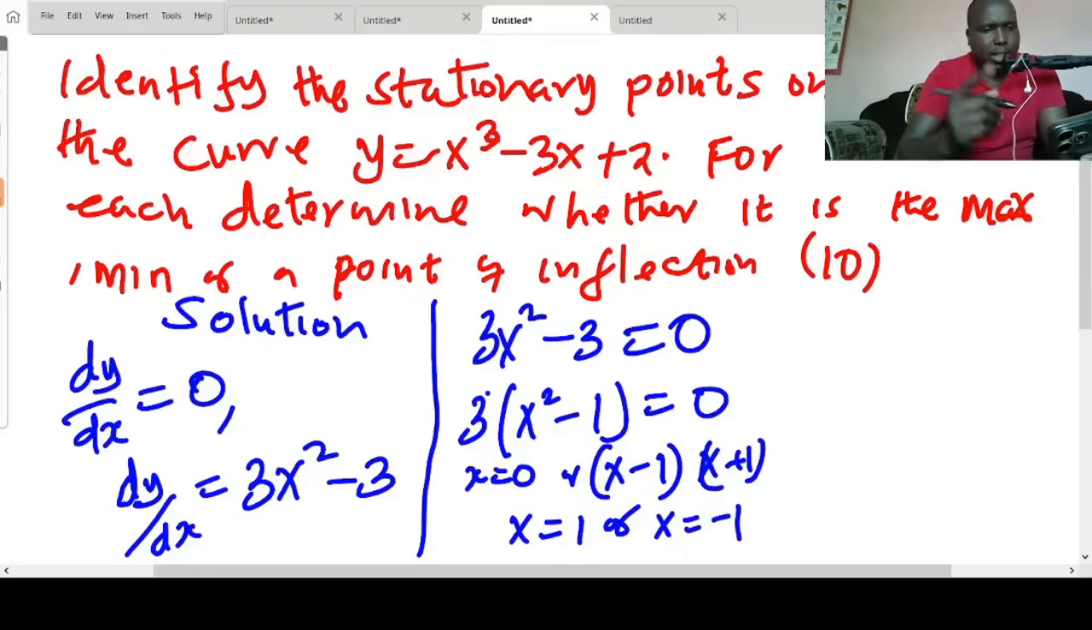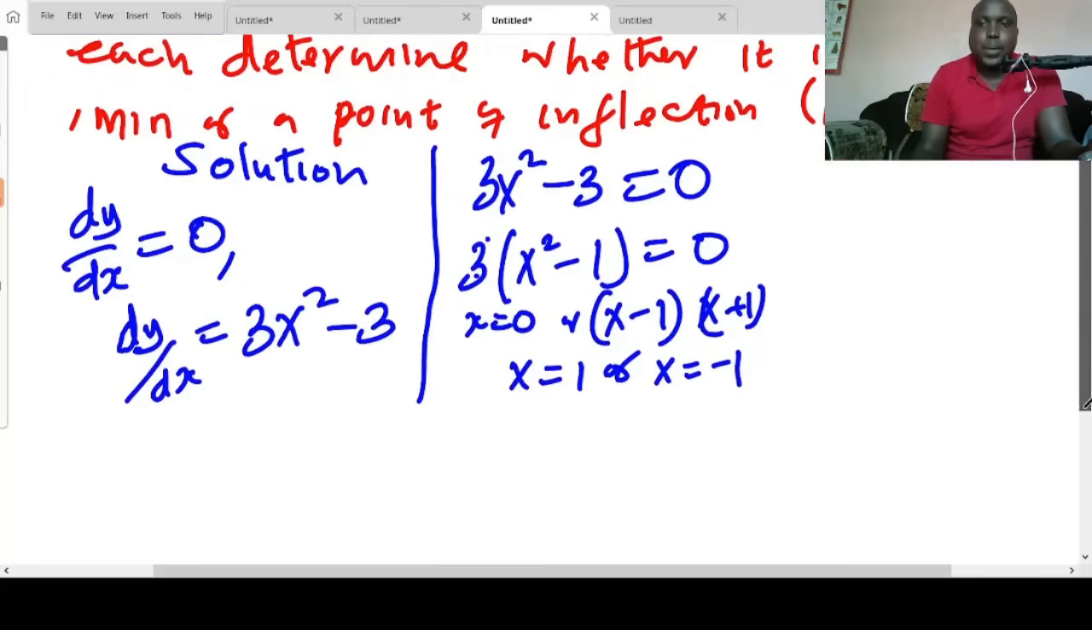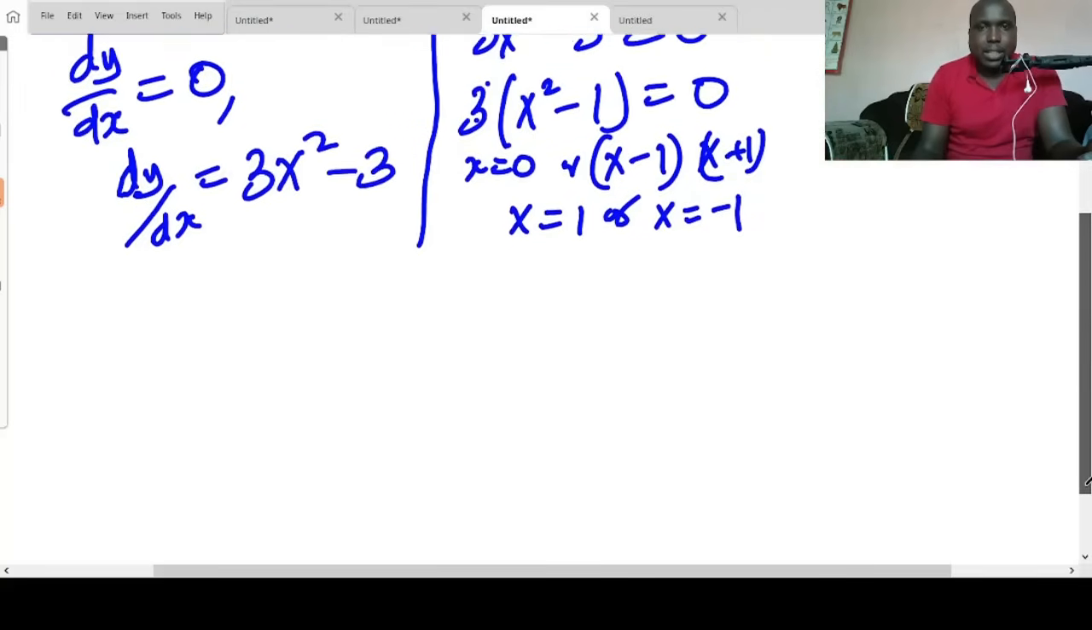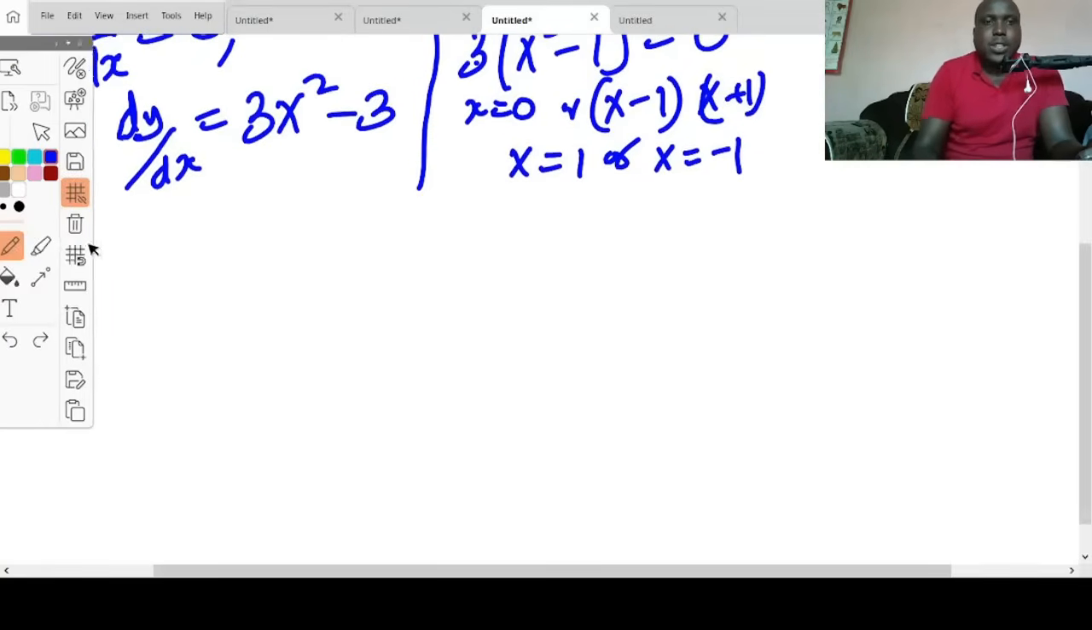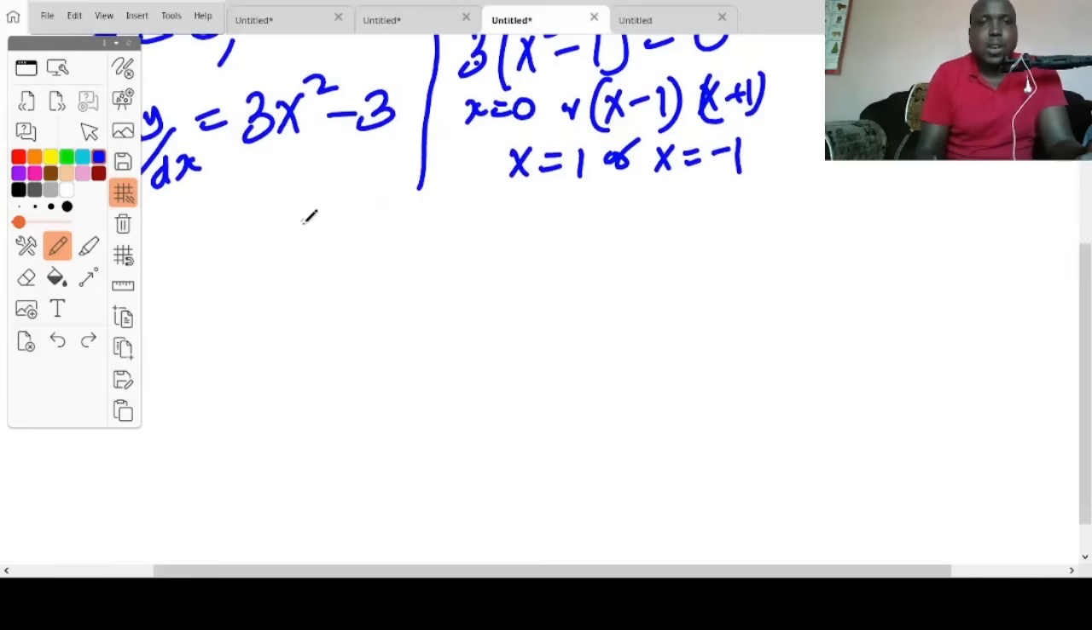But okay, the value of x itself: x is equal to 1 or x is equal to, this one is just zero over 3, which is 0, so that's nothing there. Now our value of x is equal to 1 or x is equal to negative 1. So we need to find now the stationary point. To get the stationary point, we have the values of x. How do you get a point?